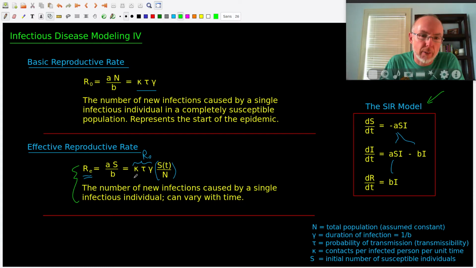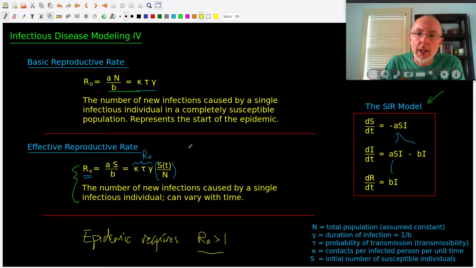So this S is a function of time, everything else is a constant unless we change it, right? Because these constants are related to the A's and the B's. Here they are. So if we can change them, then we're changing the R naught. But our condition for a disease to become an epidemic was that the effective reproductive rate is greater than 1.